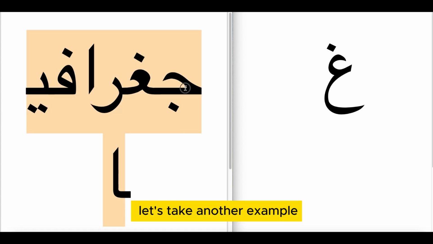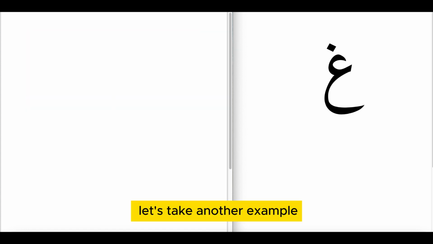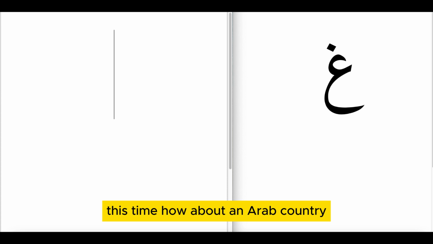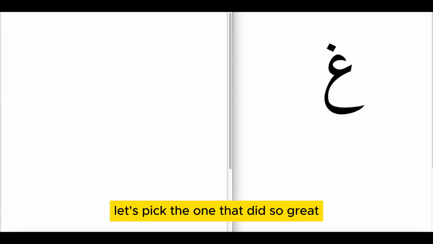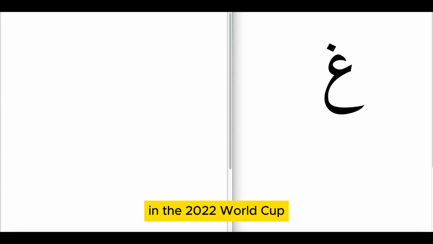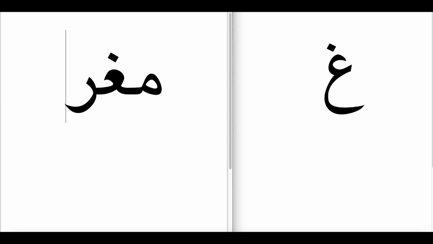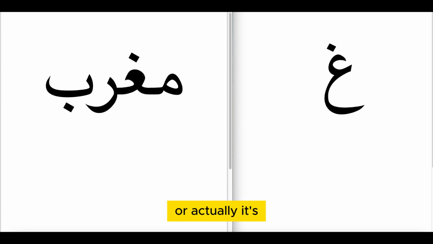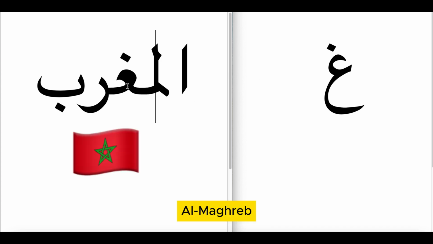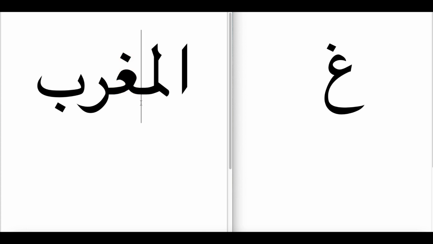Let's take another example. This time, how about an Arab country? Let's pick the one that did so great in the 2022 World Cup. You guessed it. Maghrib. Or actually, it's Al-Maghrib. Morocco. The Lions of the Atlas.